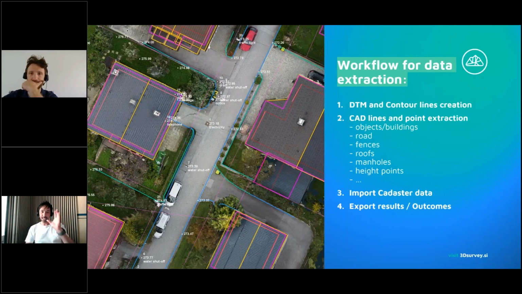And here are our guidelines for today's webinar. We have a nice, exciting, small project which was captured with the DJI Mavic Mini 2 drone, the small one which weighs just 250 grams. Then we extract contour lines. We extract CAD lines and points in different layers like objects or buildings. Then we have roads, fences, roofs, manholes, height points and all this stuff.